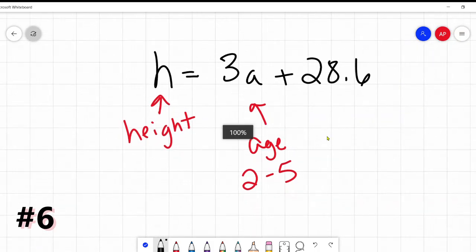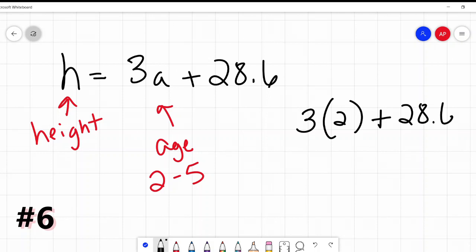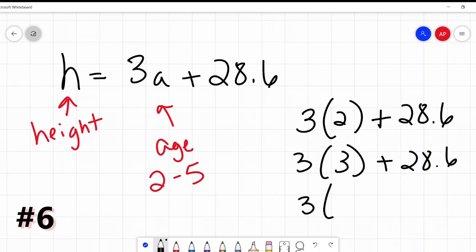There's nothing wrong with filling this in, like saying, okay, when the boy is 2 years old, it will be 3 times 2 plus 28.6. At 3 years, it will be 3 times 3 plus 28.6. At 4 years, 3 times 4, and doing that math and then figuring out the difference. There's nothing wrong with that, but that is a little bit of extra time, and time is a premium in these tests. You want to do it accurately, yes, but quickly.